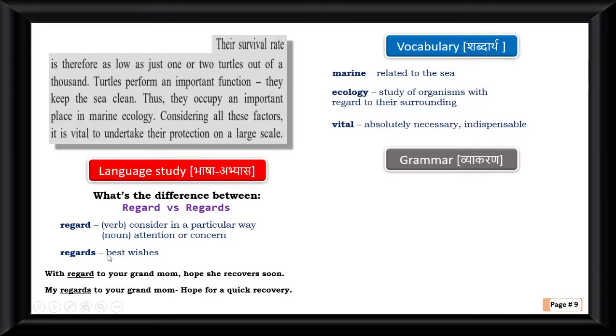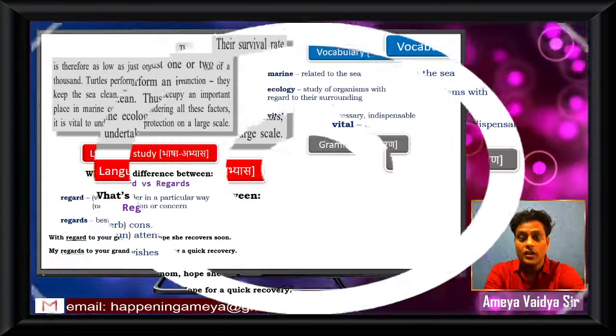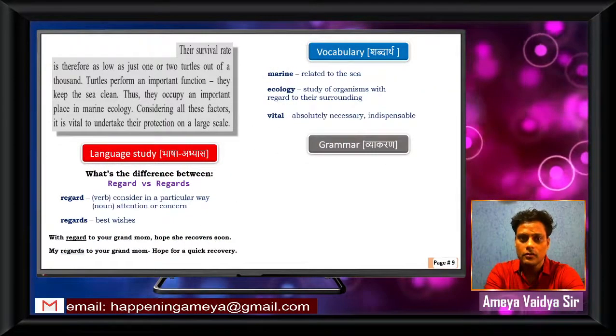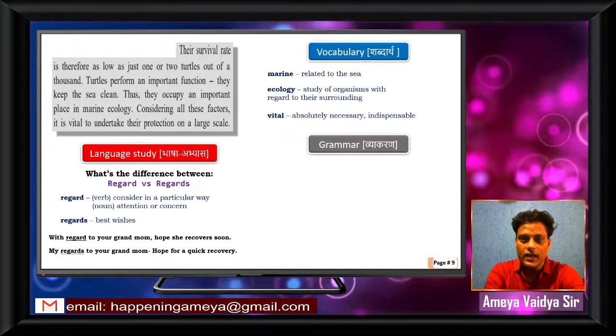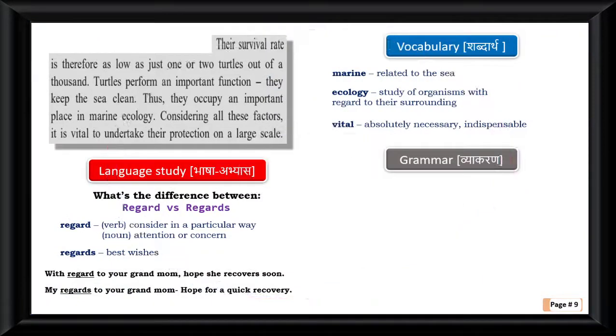That is an important difference, and I have no doubt that yet again I'm going to receive some emails because of this beautiful study. Let's look at the examples. With regard to your grandmom, hope she recovers soon. So with regard to is in relation to, with respect to. And regards with the S is best wishes, right? So my regards to your grandma, hope for a quick recovery.